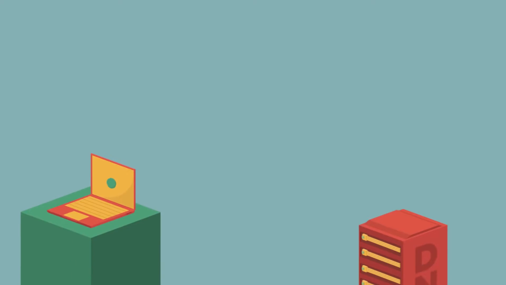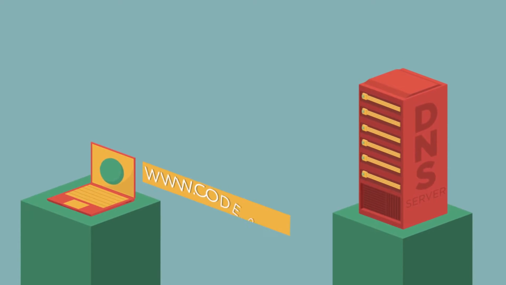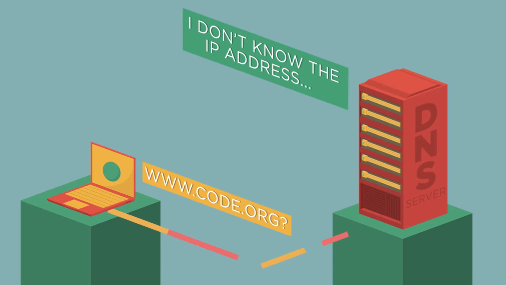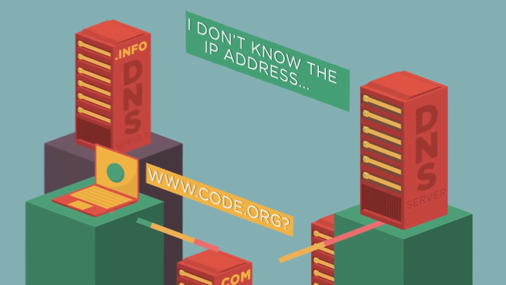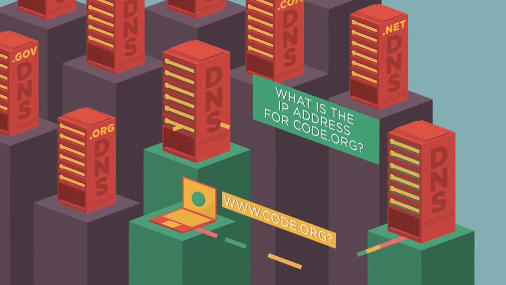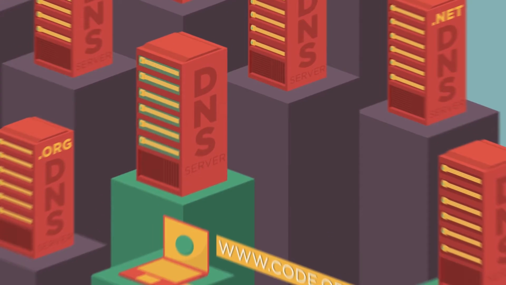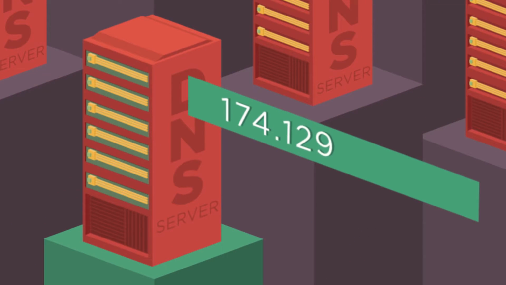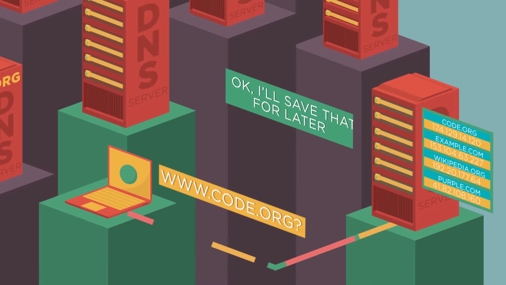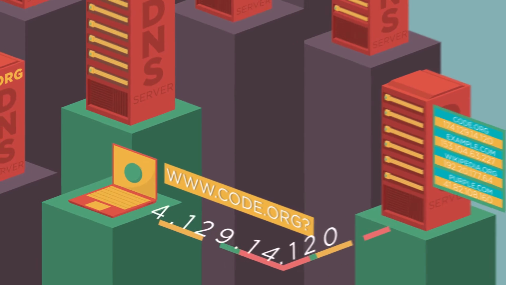And it goes a little something like this. Hey, hi there. I want to go to www.code.org. Yeah, I don't know the IP address for that domain. Let me ask around. Hey, you know how to get to code.org? Yeah, I got it right here. It's 174.129.14.120. Oh, okay, great, thanks. Yeah, I'm gonna write that down and save it for later in case I need it. Hey, here's that address you wanted. Awesome, thank you.